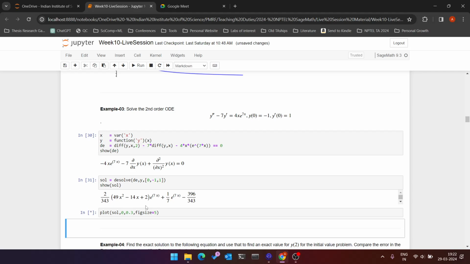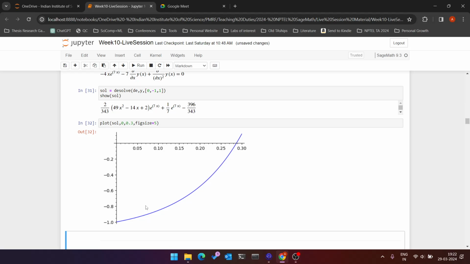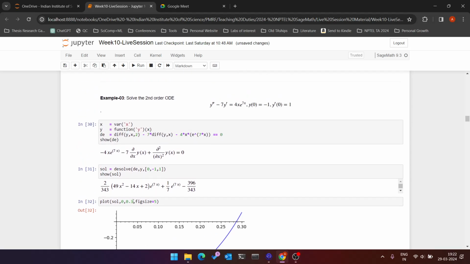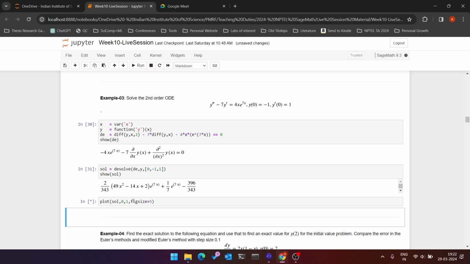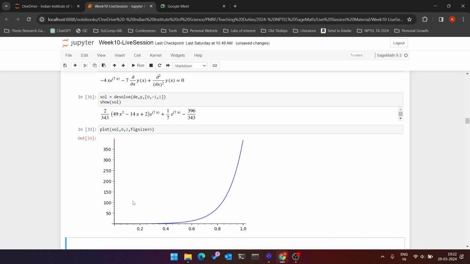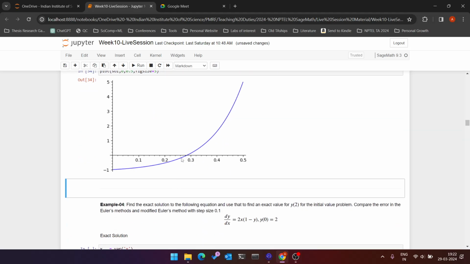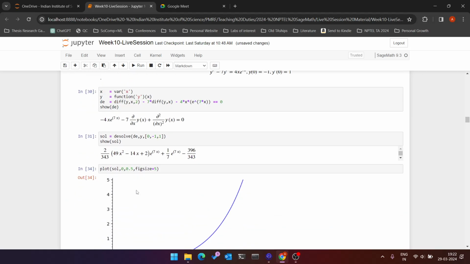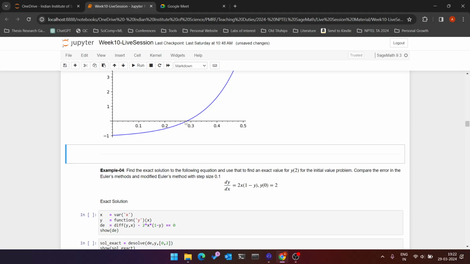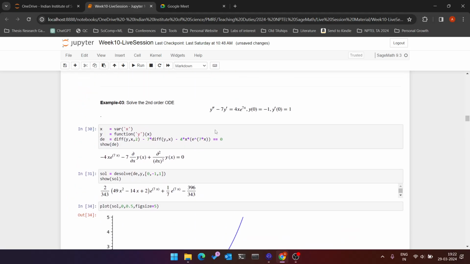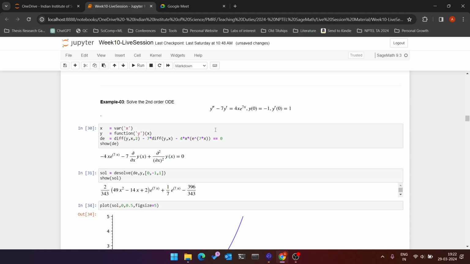If I plot the solution, it looks like it increases very rapidly. So that is why I put on a smaller value, 0.5. You can also see that if you are interested, you can find a root for this expression. You can see visually that it will lie somewhere between 0.2 and 0.3. Okay, so this is how we will solve a second order ODE. Any doubts here?